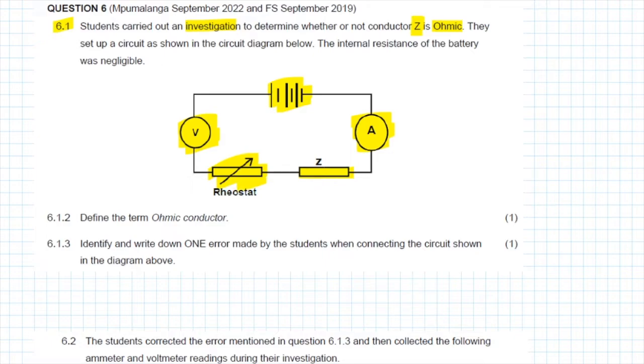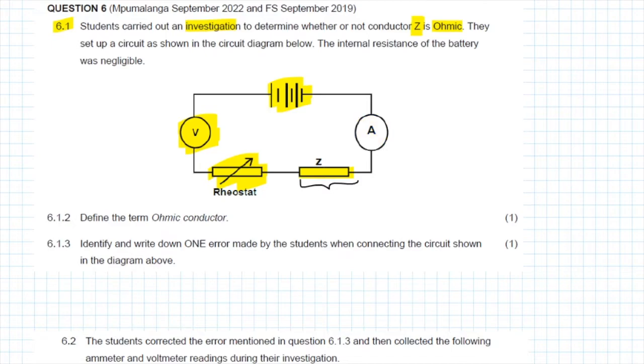Remember, another term that we use when referring to a rheostat is a variable resistor, because it is a resistor whose resistance we can change. And when we change the resistance of this resistor, we change the total resistance in the circuit, and that will affect the amount of current that is flowing through the circuit and the amount of potential difference that we're going to measure across resistor Z.